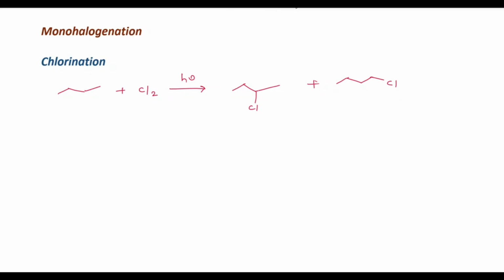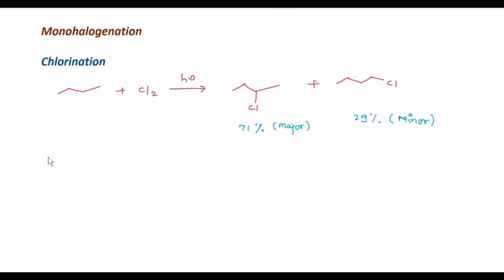In these two products, 2-chlorobutane is the major product, with 70% yield, and we got 29% yield of 1-chlorobutane. So this is the major product and this is the minor product. Let us see the mechanism of this reaction.